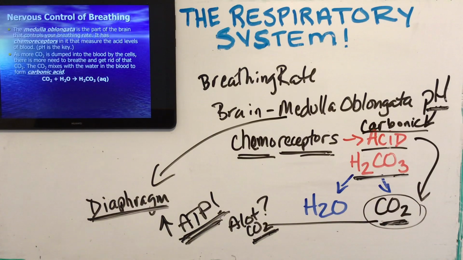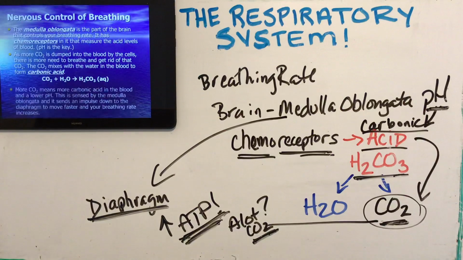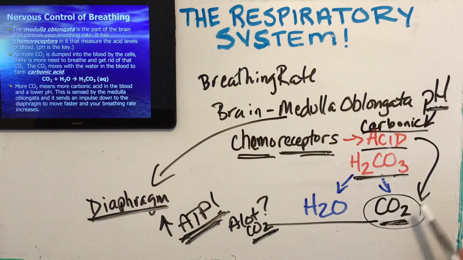And that's just showing that the CO2 combines with the H2O to make carbonic acid, and more CO2 means more acid, drop in pH. I kind of went over this already, that last point, but hopefully you understand it.